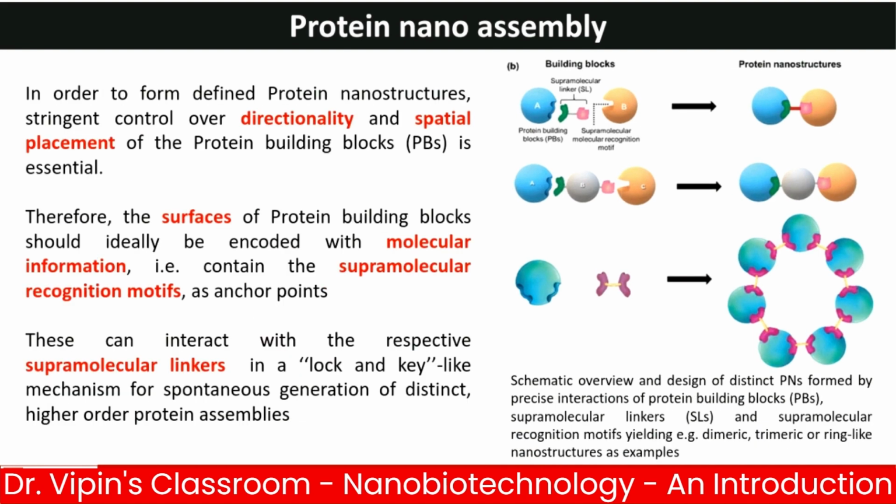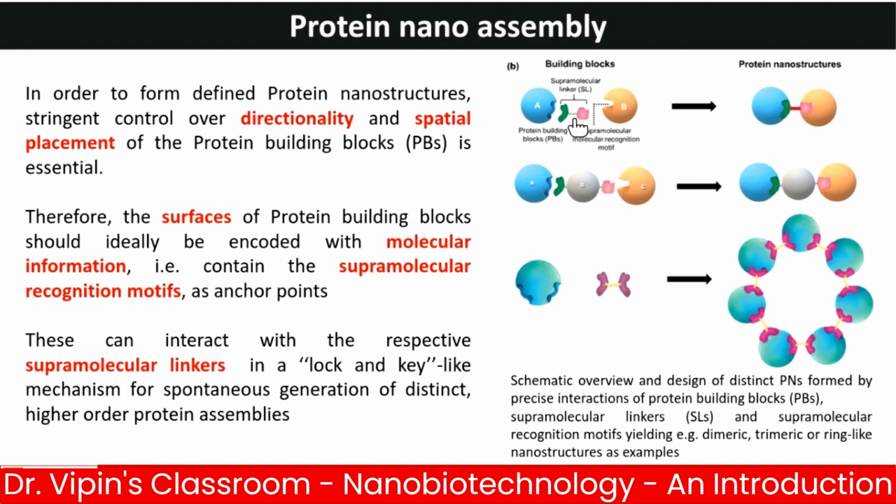Again, in order to form a predefined protein nanostructure, stringent control over directionality and spatial placement of protein building blocks is essential. Therefore, surfaces of protein building blocks should ideally be encoded with molecular information, that is, contain the supramolecular recognition motif as an anchor point. So this is your supramolecular linker.